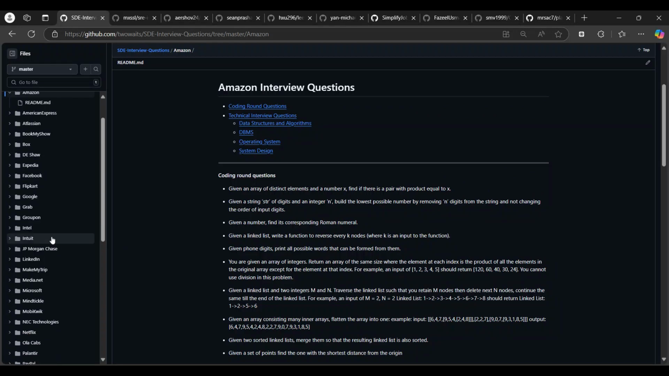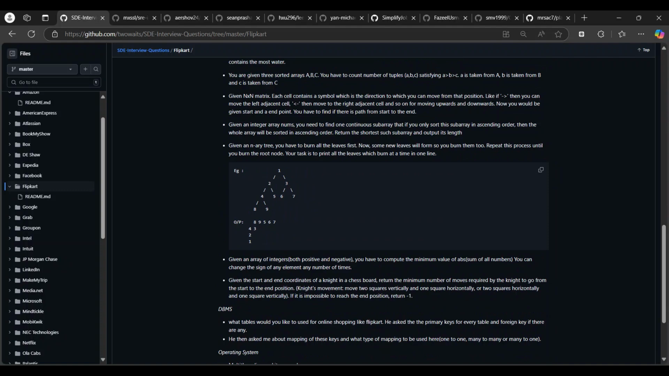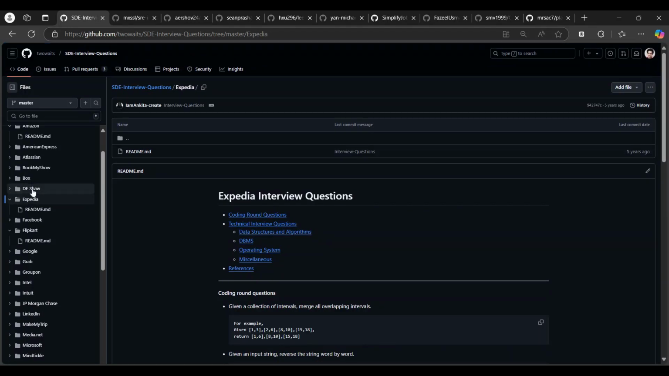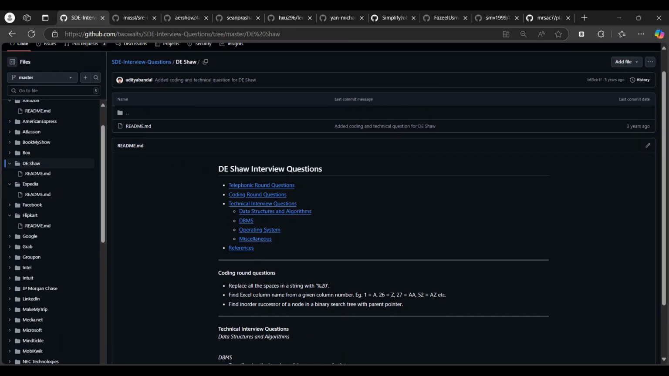Similarly they have listed for different kinds of companies which pay really well, like similarly for Flipkart, you can spend some time and prepare these questions. Then Expedia, D. E. Shaw, so these are some top companies, okay. If you're preparing for these companies, it will be really good for you to come here and prepare these questions before the round, right?